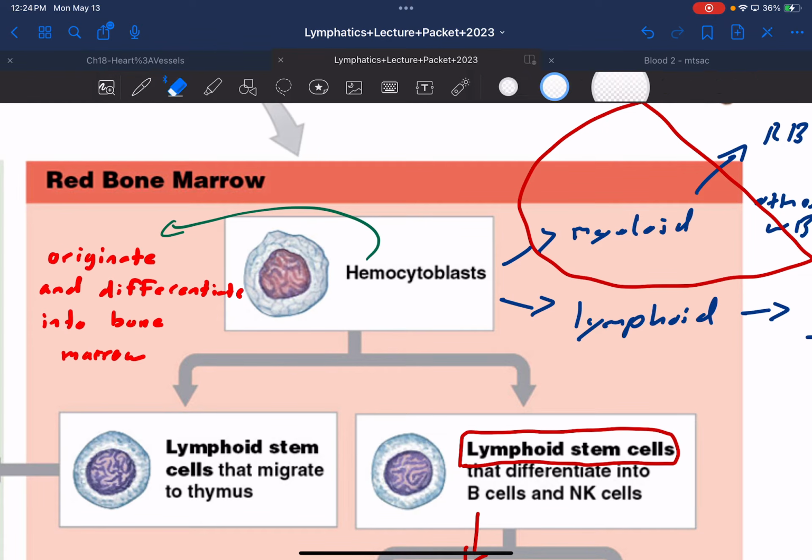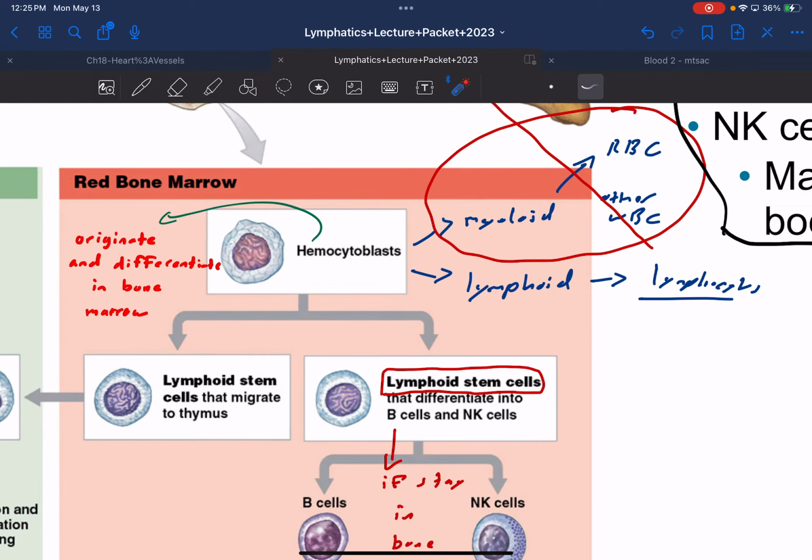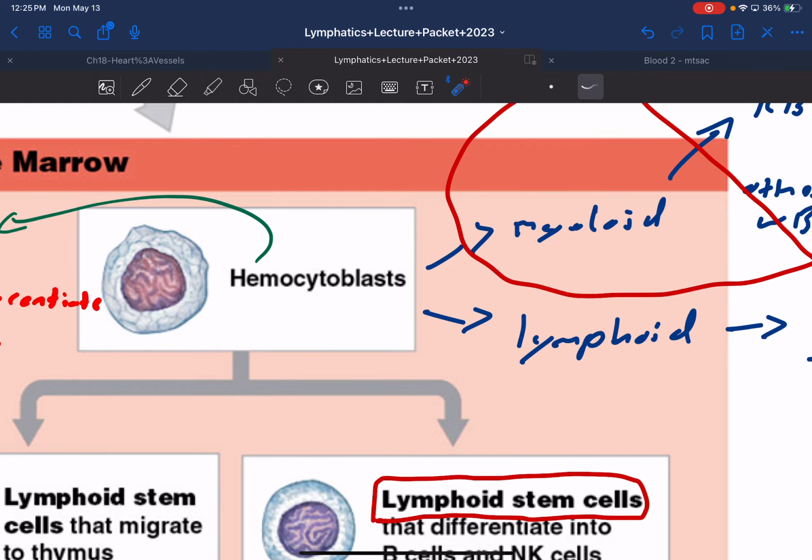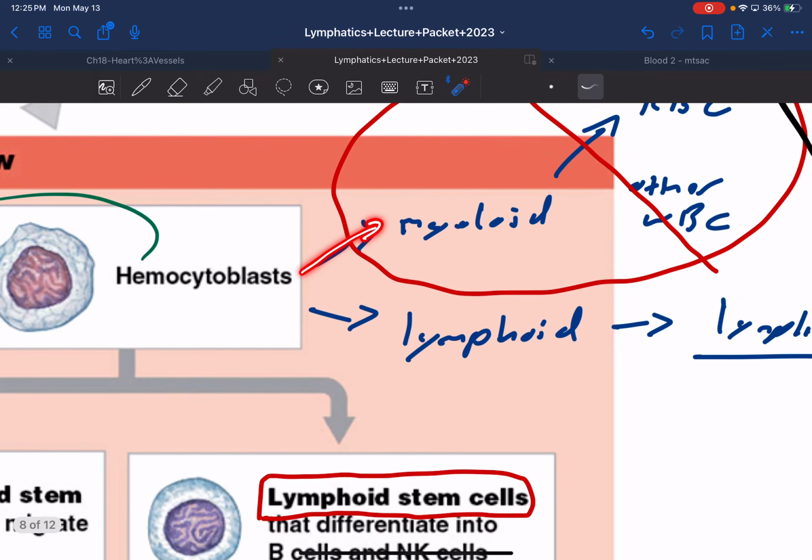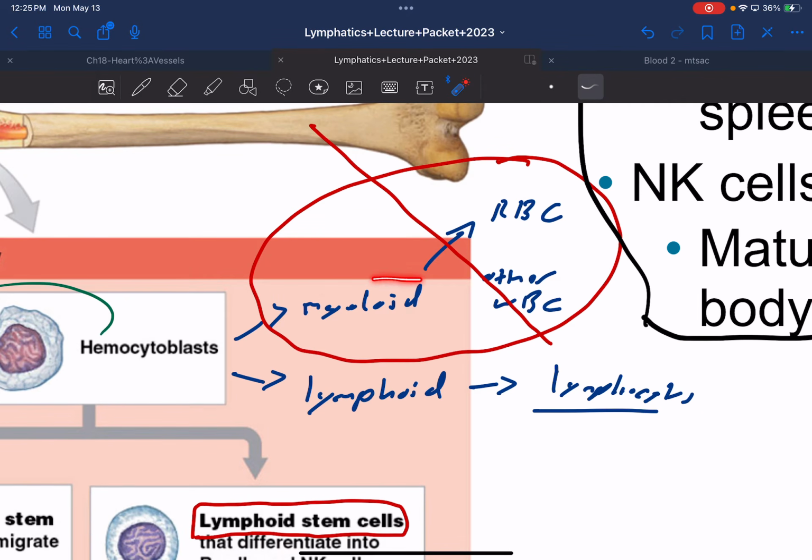Oh, in bone marrow, sorry. And they can differentiate into myeloid stem cells or lymphoid stem cells. And so our topic in lymphatics doesn't care about myeloid stem cells because myeloid stem cells become either red blood cells and all the other white blood cells we learned about in this class.